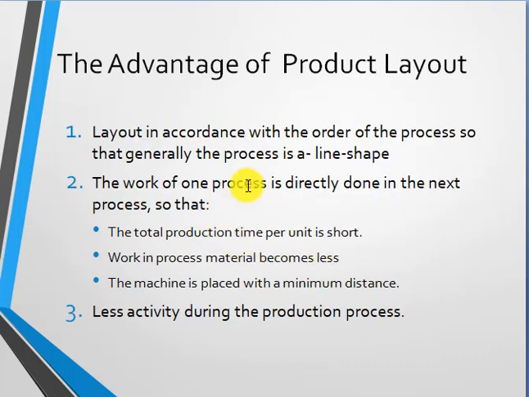And the work of one process is directly done in the next process, so that the total production time per unit is very short. The work in process material becomes less. The machine is placed with a minimum distance. And the last one is less activity during the production process.